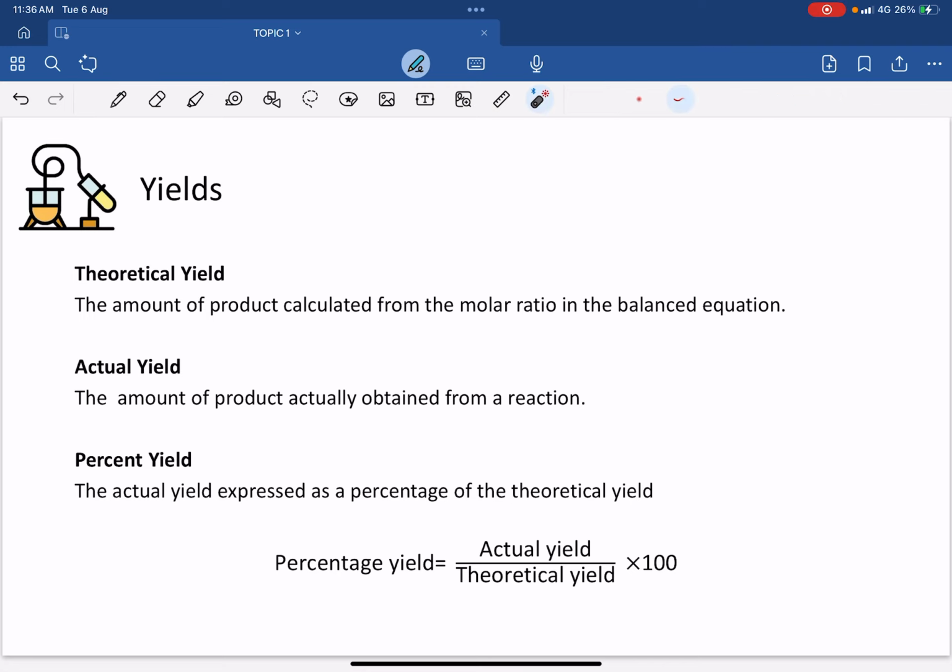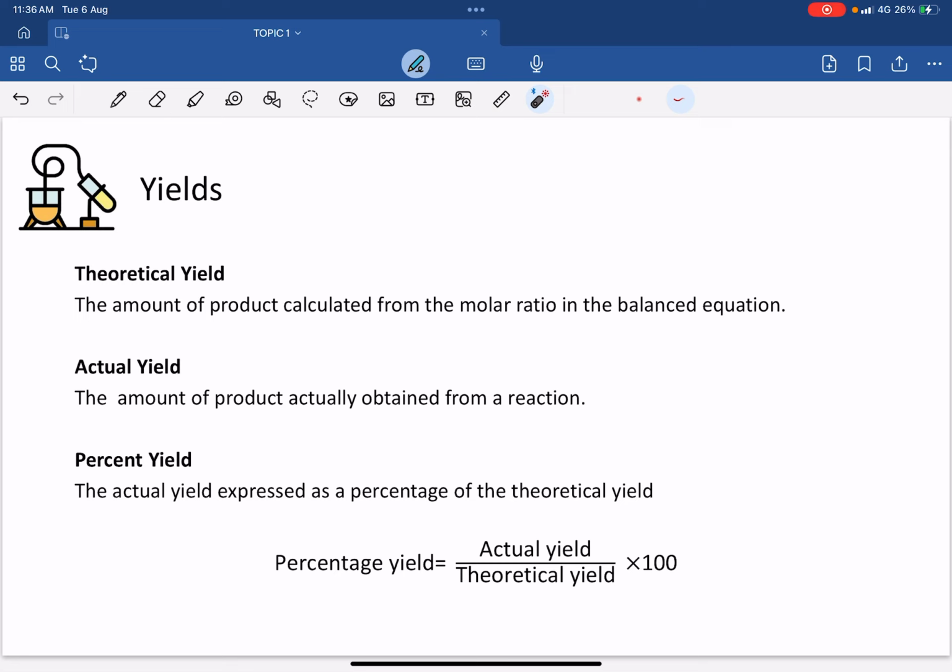Okay, now we also need to know what is actual yield. Actual yield is the real amount that you get from the experiment. The real amount is usually lesser than the theoretical yield, because usually in the lab we make many simple mistakes. So usually the amount is slightly less than the theoretical yield.